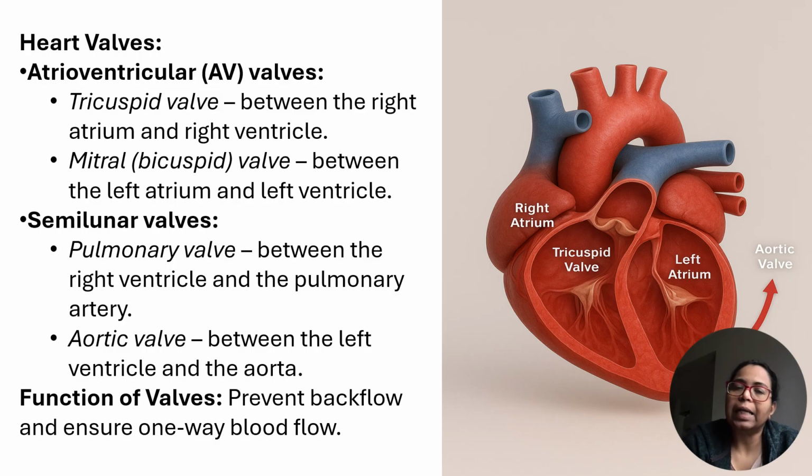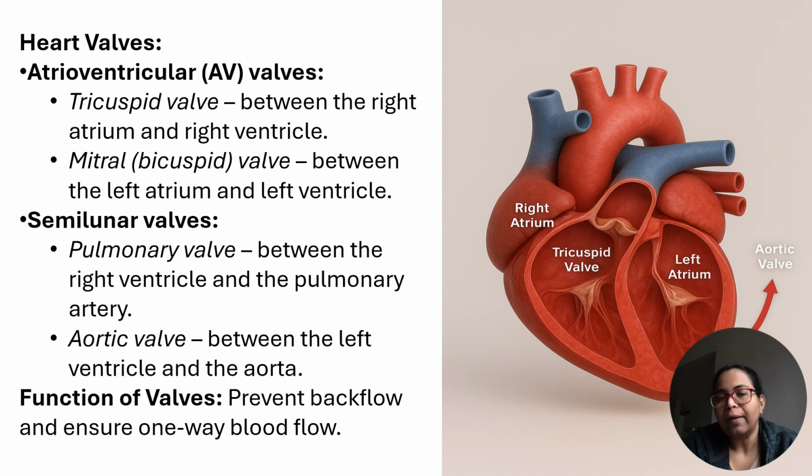And we have some valves which help in controlling the flow of blood throughout the body. They are the tricuspid valve and the mitral valve, which are in the chambers of the heart. The tricuspid valve is located between the right atrium and the right ventricle. The mitral valve is between the left atrium and the left ventricle.